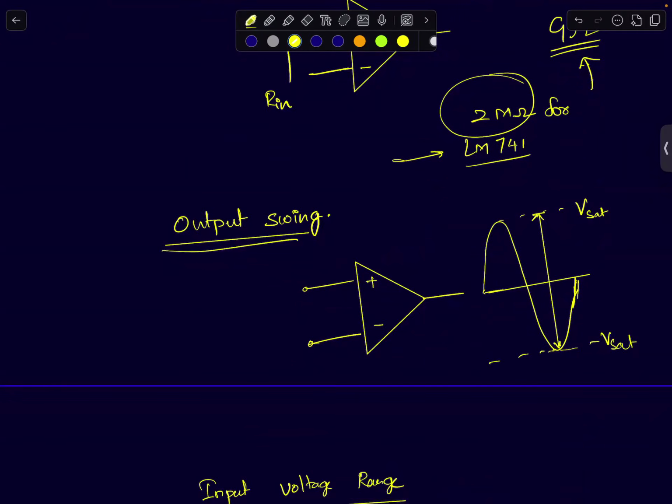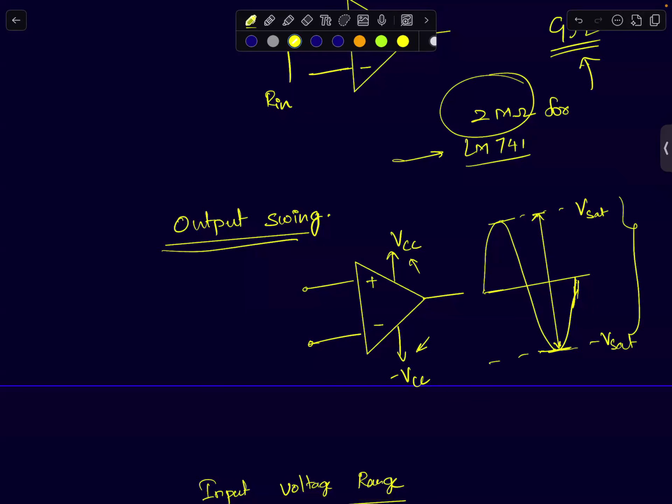Output swing is the maximum peak-to-peak voltage that the output signal can take. We have already discussed this when we spoke about saturation voltages. So generally, it will be close to plus VCC and minus VCC. The peak voltage will be very close to that, maybe a few tens of millivolts or 100 millivolts lower than the peak supply voltages. But generally, you can go as high as the supply voltage. Okay, so that will be mentioned in your data sheet.